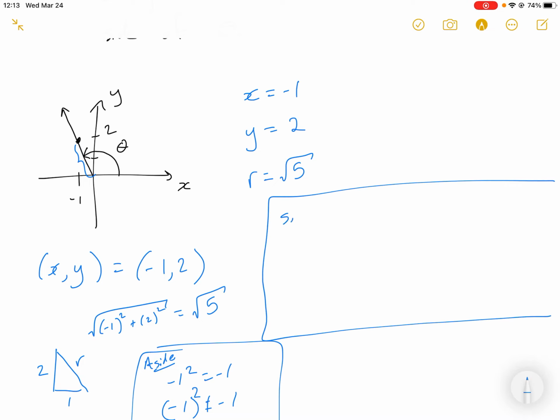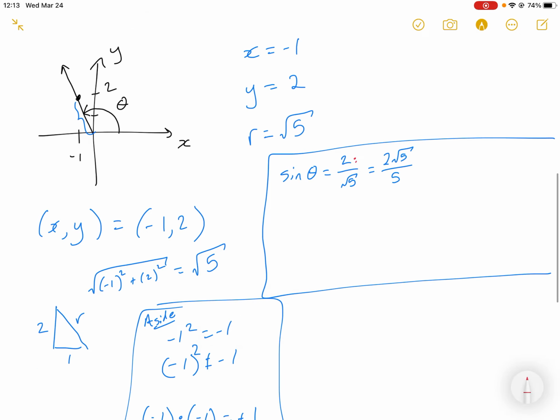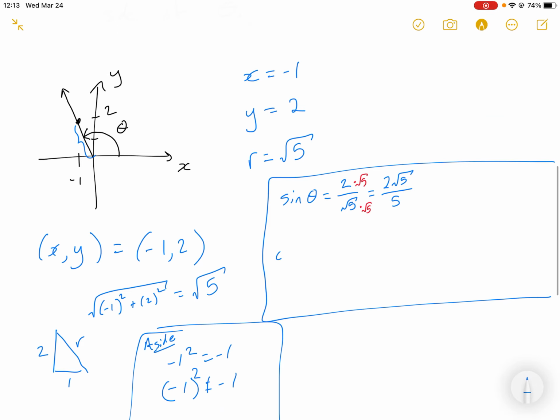Let's make a box here. Sine of theta is y over r, so 2 over the square root of 5. Now, this is okay for me. I don't mind if you leave radicals in the denominator, but on Delta Math and many other sources, for example ACT, they will ask you to rationalize the denominator. So you should write this as 2 times the square root of 5 over 5. I obtain that, as a reminder, by multiplying the top and the bottom by the square root of 5. Okay, so that was sine.